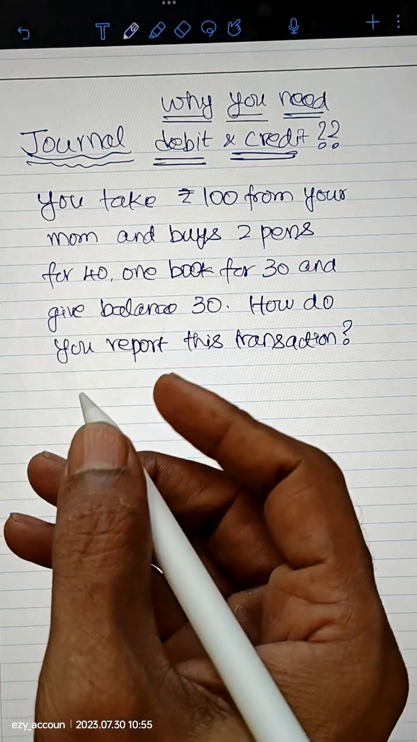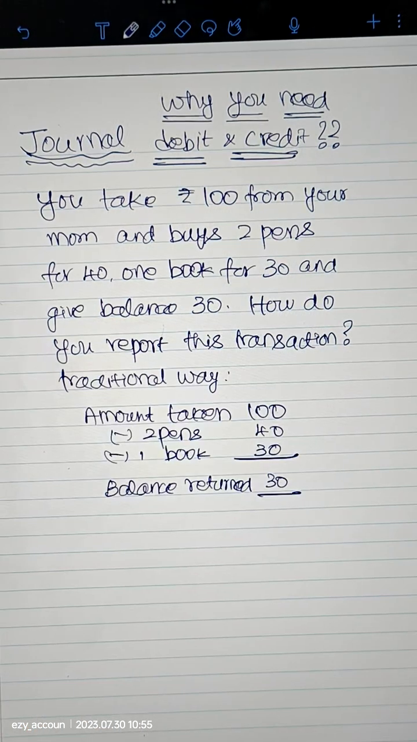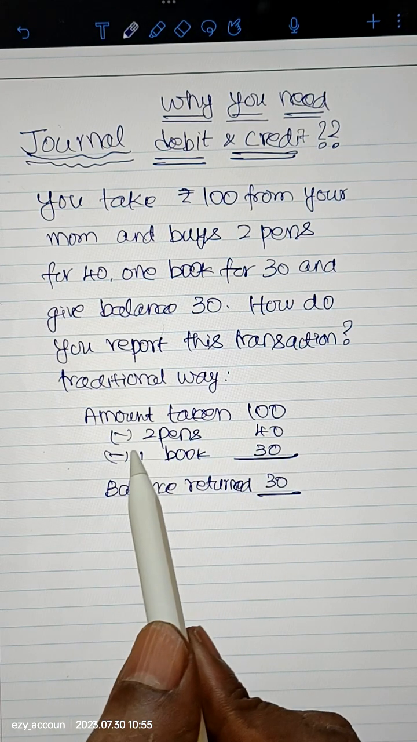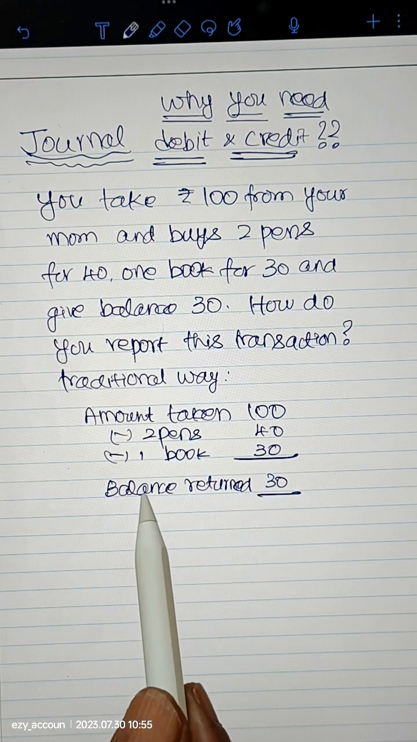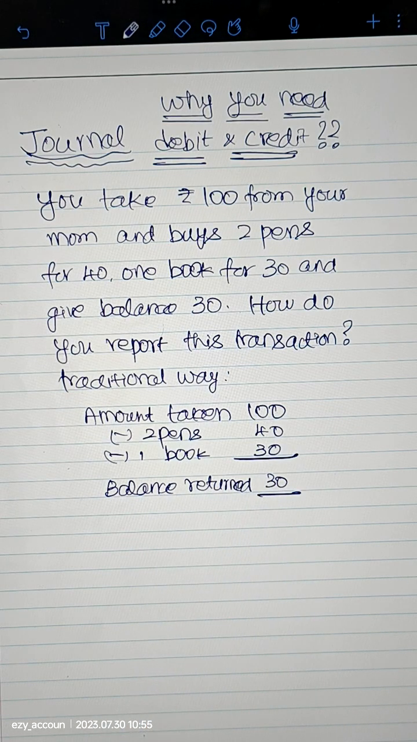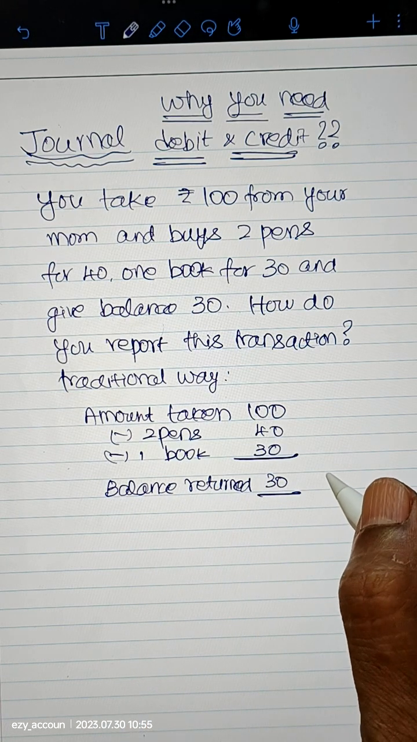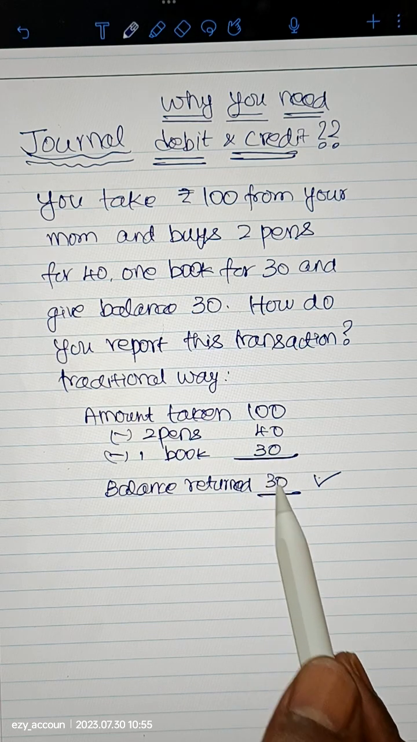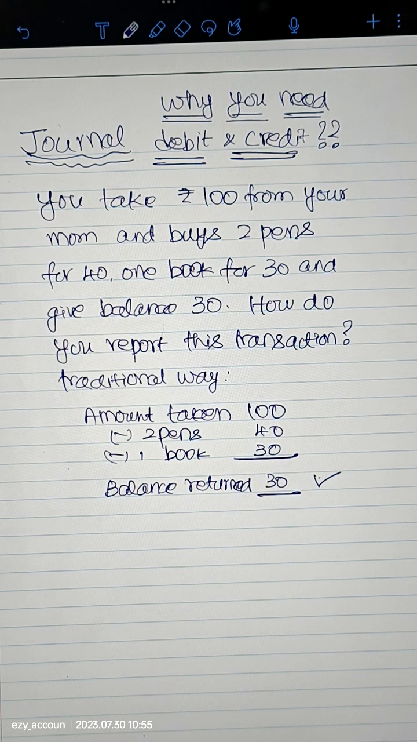Let us go to the traditional way. You start with amount taken 100 rupees, less 2 pens 40, less 1 book 30, balance returned is 30 rupees. There is nothing wrong in that. This is a way you tell your mom how much you spent and what's the balance you are giving. Why can we not follow this in accountancy?